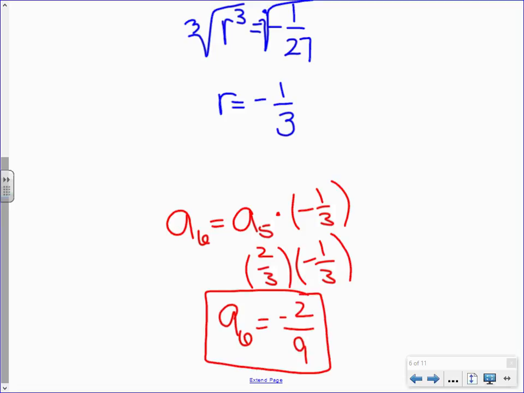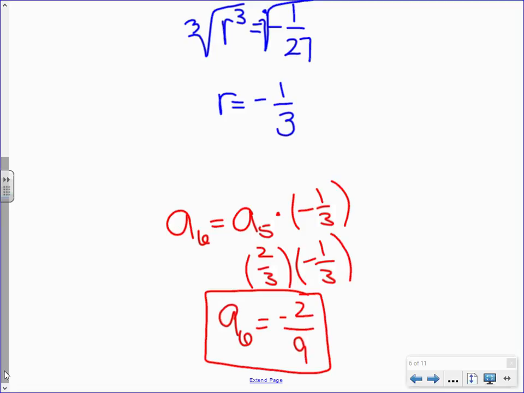Now, if they had asked for like the 15th term, we would need to figure out what our equation was. We would need to figure out that first term before we could plug in to find the 15th term. If we needed to write the rule, how would we do that? How would we determine the first term?